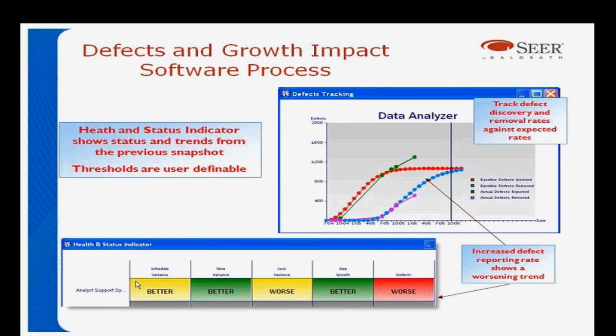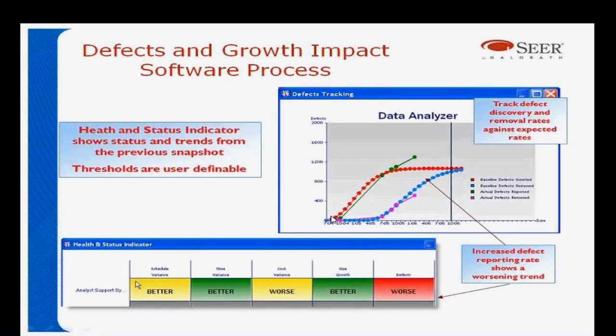In this example here, this is a Seer output, we can see a number of things. We can see the schedule is yellow, so it's behind, but it's getting better. The cost is behind and getting worse. This is a bad thing. The size growth is green and good and getting better. But look at the defects here. This is actually tracking. This is optional. You don't have to do it, but it says the number of defects are bad and getting worse.